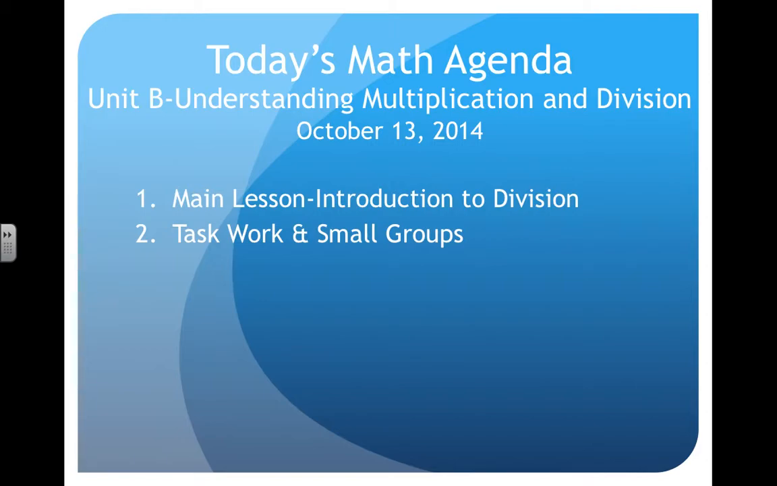Today we will be continuing our understanding of multiplication and will also be adding in division. The main lesson for today is going to be an introduction to division, and then you will have your task list and you'll also be pulled for small groups with Miss Heck.